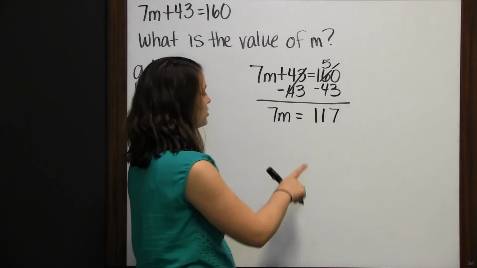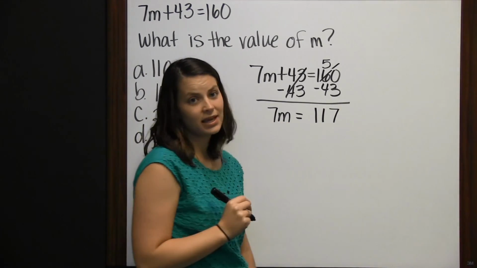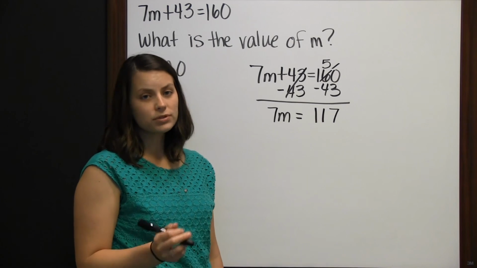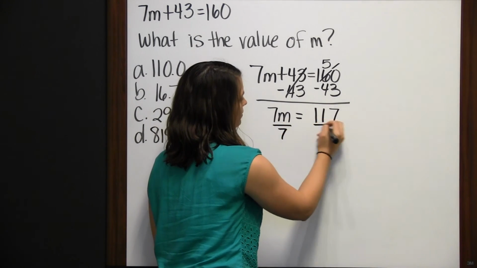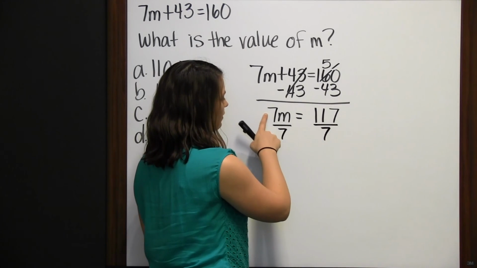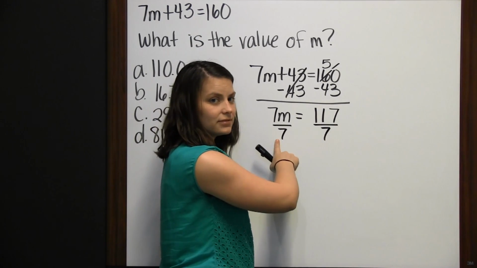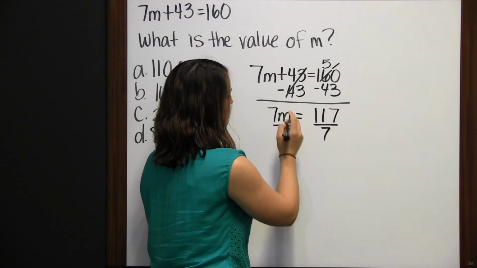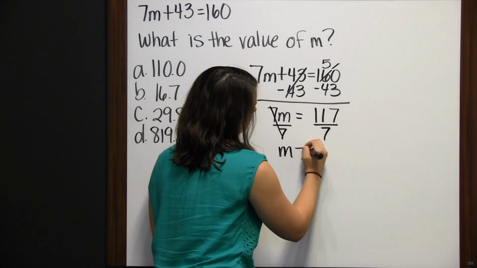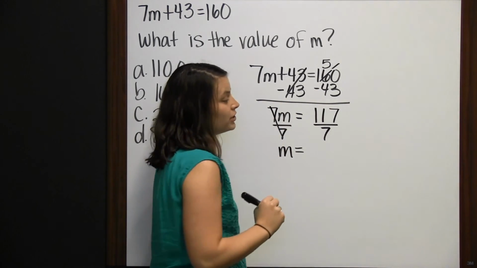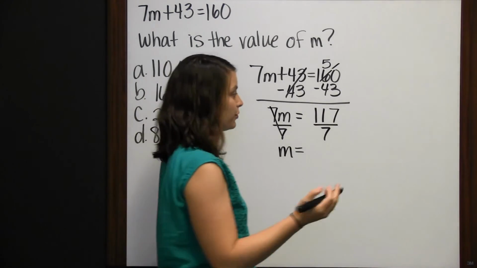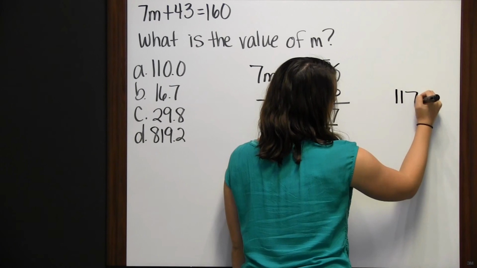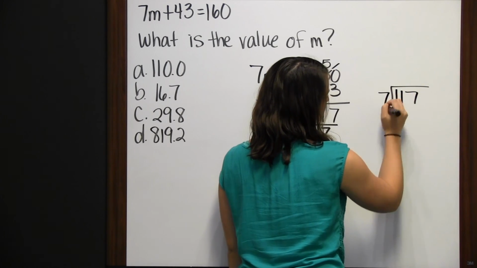Now I have to undo this 7 times m, and the opposite of multiplying times 7 is dividing by 7. 7 divided by 7 is 1, and 1 times m is m. 117 divided by 7, I'm not sure what that is, so I'm going to divide off to the side.